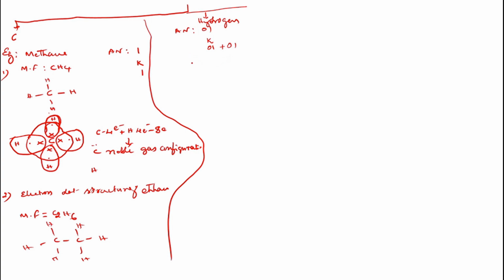Hydrogen, just see, it has 1 electron, and 1 more hydrogen has 1 electron. Now after sharing, it reaches noble gas configuration. Now you see it is reaching noble gas configuration. So this is called the hydrogen molecule.